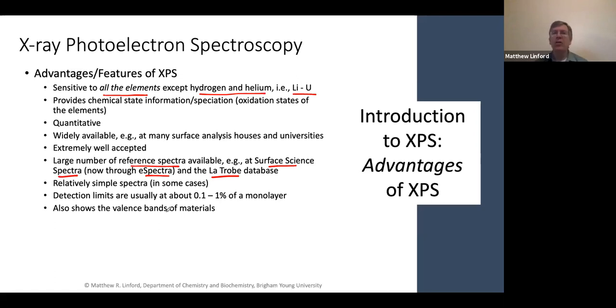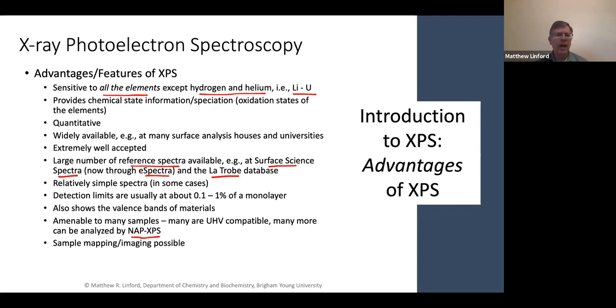As I mentioned, you also see the valence bands of materials, and XPS is amenable to a lot of different types of samples. There really are a lot of samples that are UHV compatible, lots of different polymers, lots of different metals, et cetera. Lots of semiconductors can be put into an XPS directly. Really, you just put it into the prep chamber, pump it down, and then put it into the analytical chamber. And many more can be analyzed with a technique called near ambient pressure X-ray photoelectron spectroscopy. So we'll talk about that in a minute.